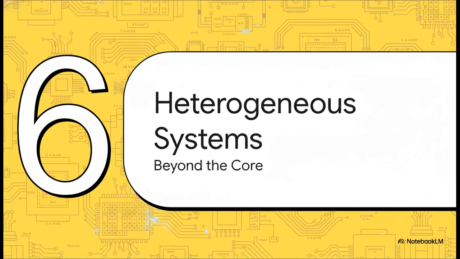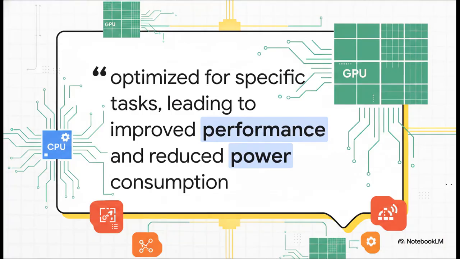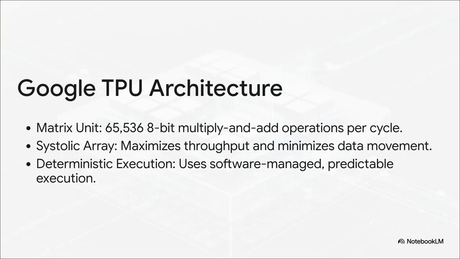Finally, Section 6. Heterogeneous architectures, beyond the homogeneous core. So what happens when optimizing the traditional CPU core is no longer enough to keep up? Well, we go beyond the homogeneous core. We start building massive systems on a chip that combine standard CPUs for general-purpose control flow, GPUs for massive parallel processing, and highly specialized domain-specific accelerators, all sharing the exact same piece of silicon. A really prime example of this is the Google Tensor Processing Unit, or TPU.